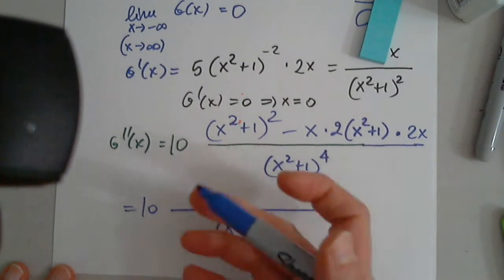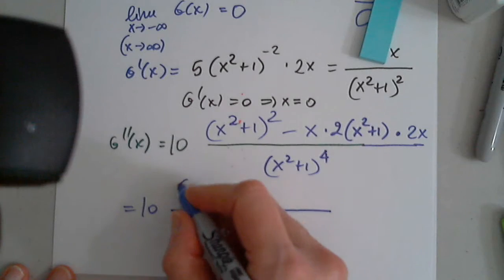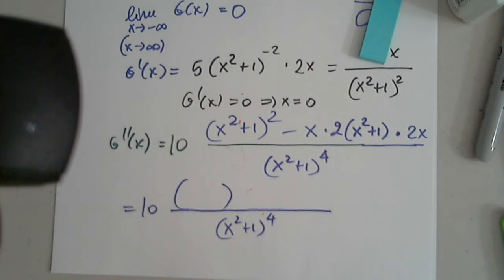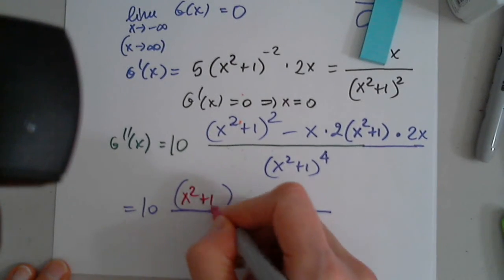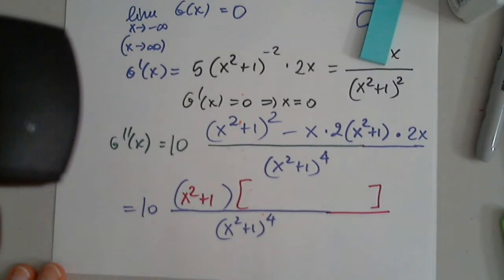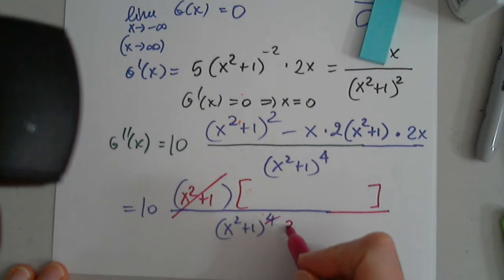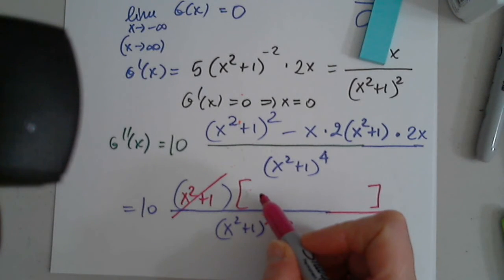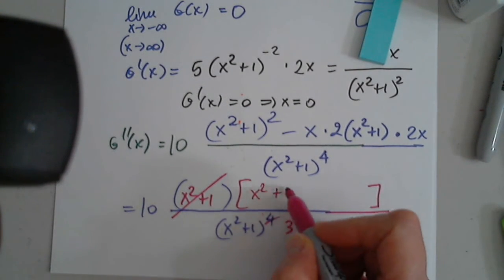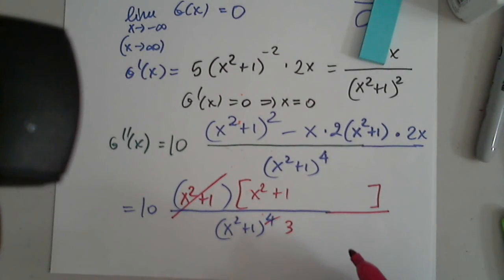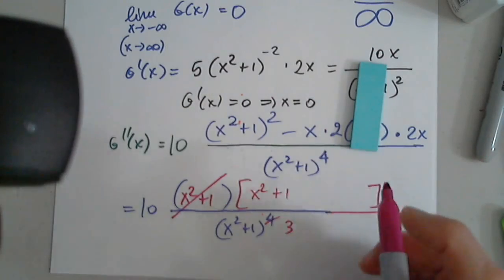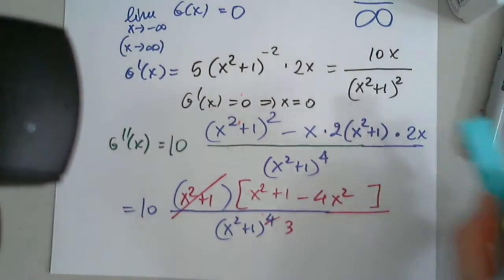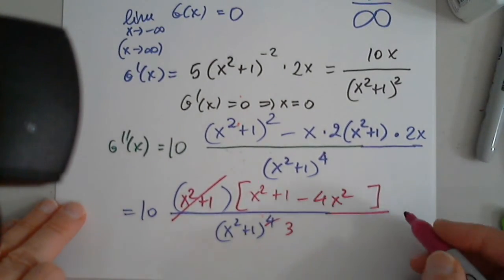I'm sorry. So what? Factor. What am I factoring? Great job. x squared plus 1. Yes. Now tell me what is left, because I want this to make my life as easy and simple as possible. What is left? x squared plus 1 minus 4x squared. Excellent. Great job. Very good. So continue.